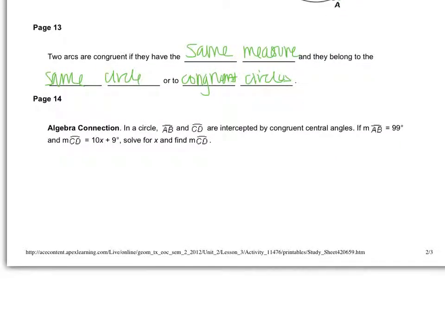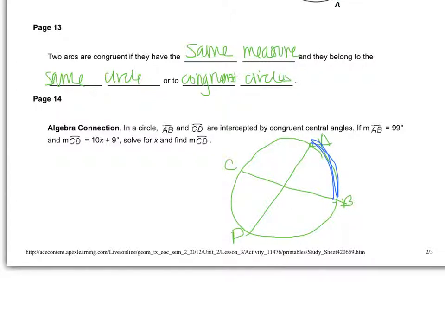So I have in circle A, arcs B and C, D are intercepted by congruent central angles. So I have a circle, and I have points A and B, and I have points C and D. What they tell me is that AB is an arc, CD is an arc, and we know that AB measures 99, and CD measures 10x plus 9. It wants us to solve for x.